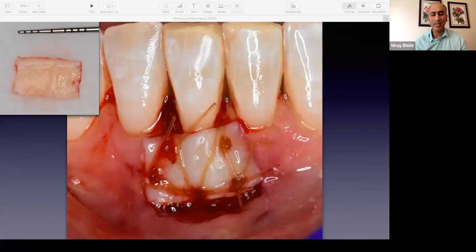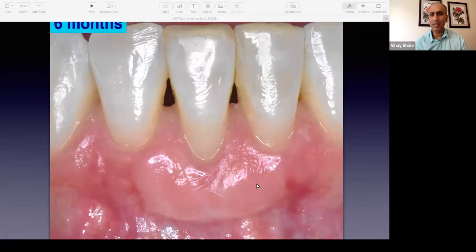And you can see here that I've only used chromic gut sutures, which is in most cases very sufficient. And at 6 months, we can see that we've been able to get partial root coverage, and a clear increase in tissue thickness. We've eliminated the frenal pull, and we have an increase in the zone of keratinized tissue.